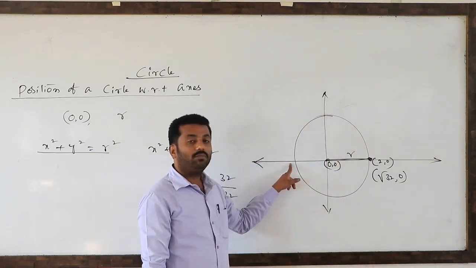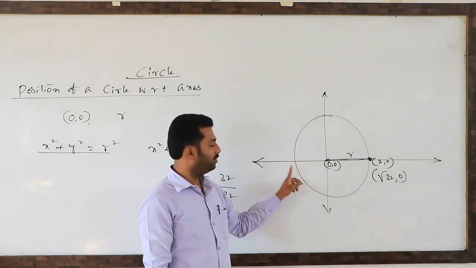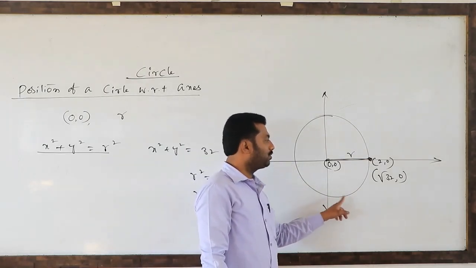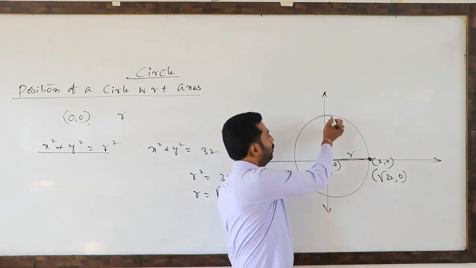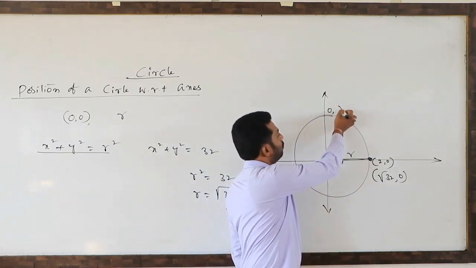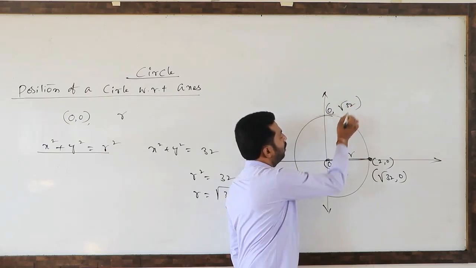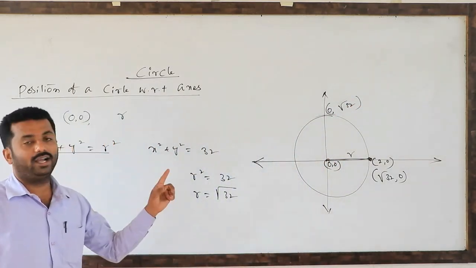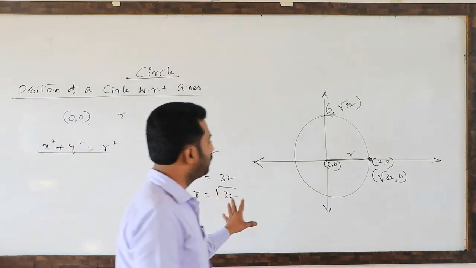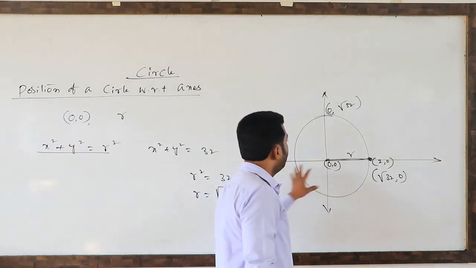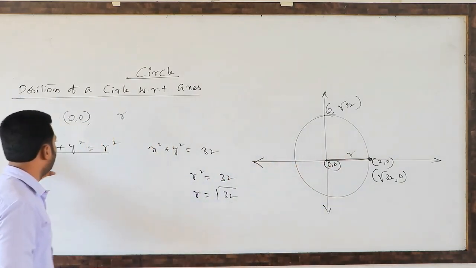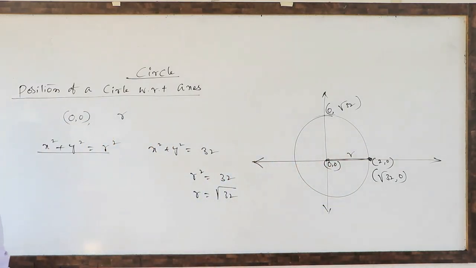This is (minus root of 32, 0). This is (0, minus root of 32). So this is the radius. This is (0, root of 32). Like this we have to locate the center as well as the radius of a circle when the center of the circle is at the origin. So this is the first point you have to remember.